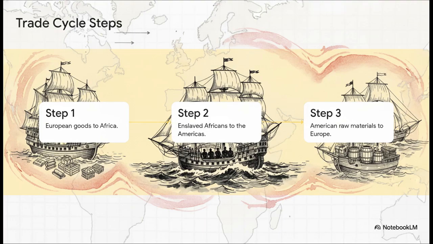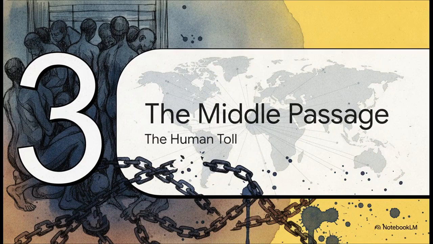And then Step 3, the American raw materials and cash crops, which, remember, were produced by that enslaved labor, were shipped all the way back to Europe. These ships were basically never empty. They just continuously cycled through these 3 points, generating wealth at every single stop, entirely at the expense of human life. Let's move into Section 3, surviving the Middle Passage and the human toll.